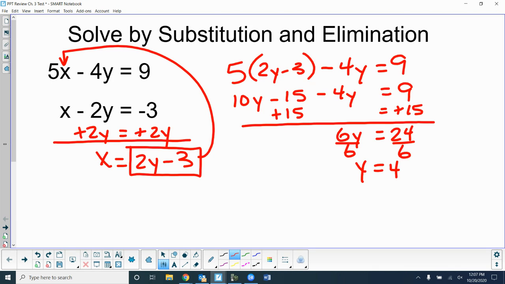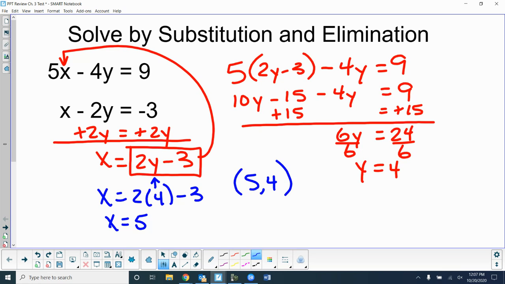Okay? Questions so far? And then remember, we need an x and a y value to answer all of these. So substitute in, I usually just put it in right there because I'm looking for x. So I go x equals 2 times 4, which is 8 minus 3, gives me 5. So the answer should be 5, 4. Okay, that's using substitution.